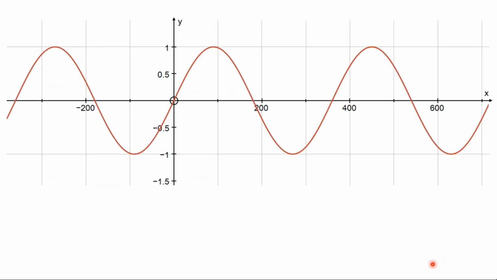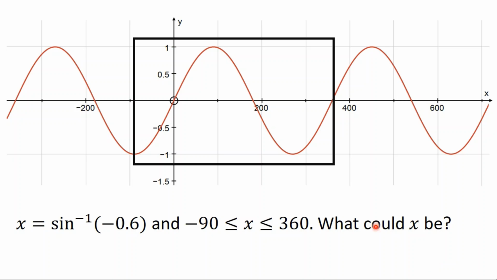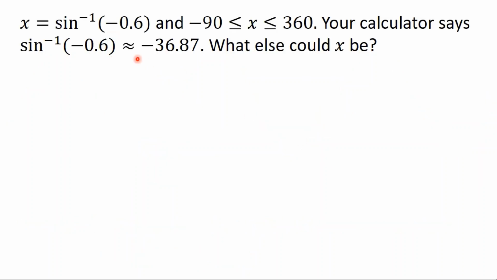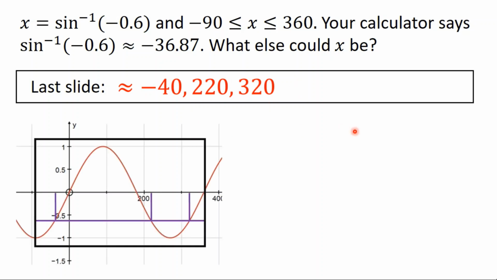Okay, then we go through another example. If we're following the same process, this time I'm saying x is inverse sine of negative 0.6, and x is between negative 90 and 360. If I look in that domain, between negative 90 and 360, I can see that I'm going to be getting 3 answers, and those 3 answers are going to be approximately negative 40, 220, and 320, somewhere around there. Now my calculator is telling me that one of the answers is negative 36.87. On my last slide, I thought that these were the 3 approximate answers, so clearly that matches that one. My calculator has given me the one that was about negative 40, and I have to work out the other 2 values using my graph.